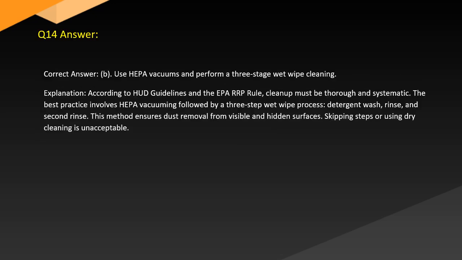Answer. Correct answer: B. Use HEPA vacuums and perform a 3-stage wet wipe cleaning. Explanation. According to HUD guidelines and the EPA rule, cleanup must be thorough and systematic. The best practice involves HEPA vacuuming followed by a 3-step wet wipe process: detergent wash, rinse, and second rinse. This method ensures dust removal from visible and hidden surfaces. Skipping steps or using dry cleaning is unacceptable.